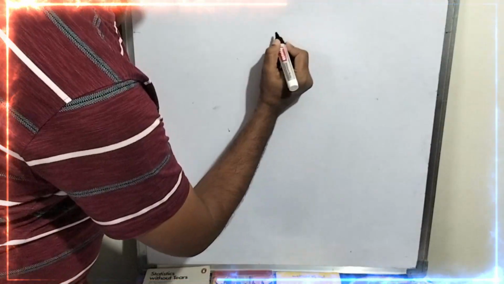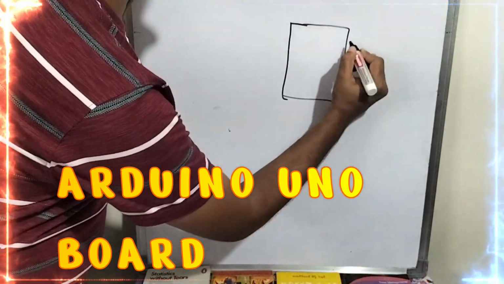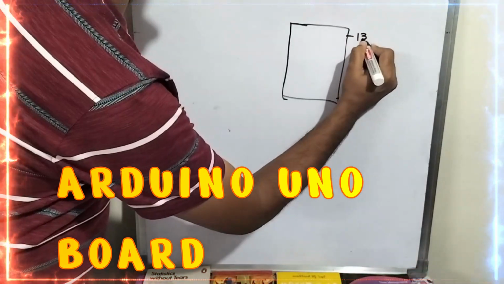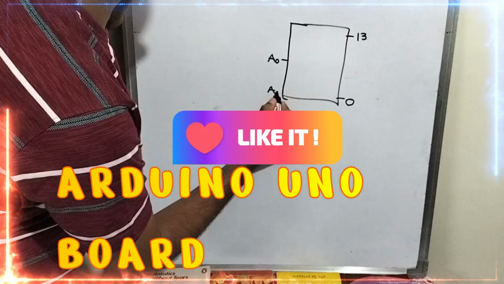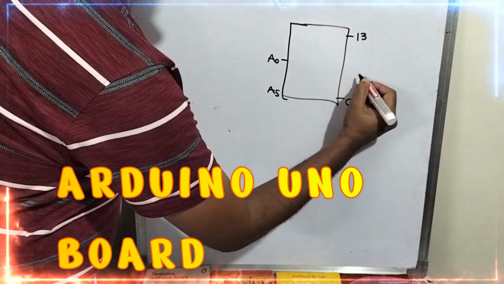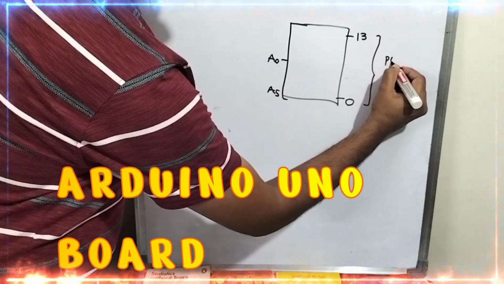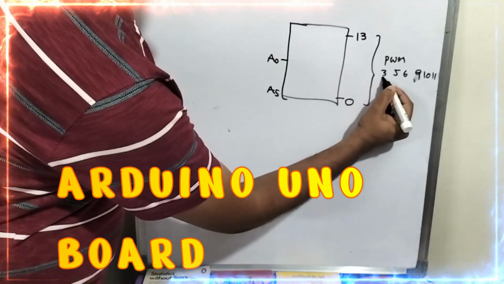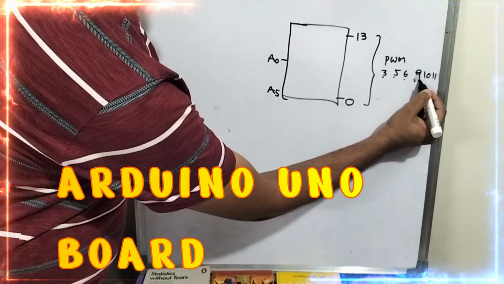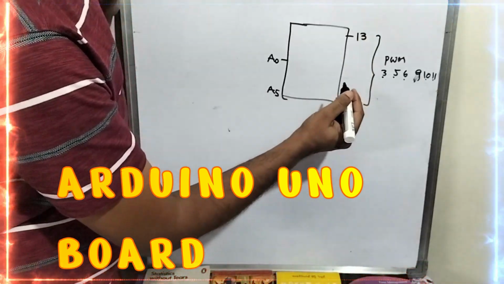Let us see, friends. When you see the Arduino Uno, on my right hand side, you can see the digital pins 0 to 13. On my left hand side, you can see the analog pins A0 to A5, friends. Here we also have PWM signals, that is, pins 3, 5, 6, 9, 10, 11. The rest will be digital input and output, friends.